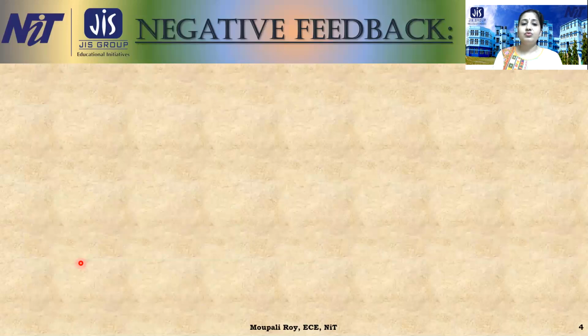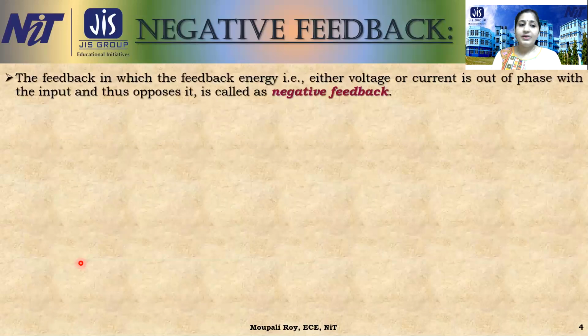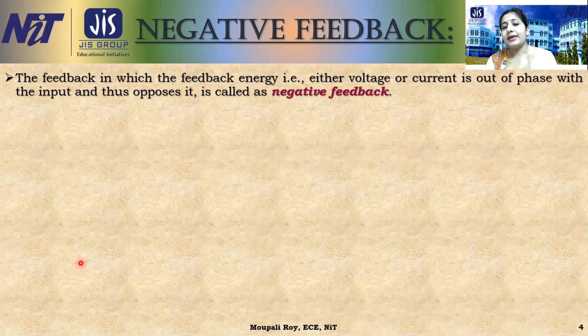Now we come to negative feedback. What is negative feedback? Obviously, it is out of phase. That means whatever the phase of the input, we get the feedback out of phase. The feedback in which the feedback energy, either voltage or current, is out of phase with the input and thus opposes it, is called negative feedback.